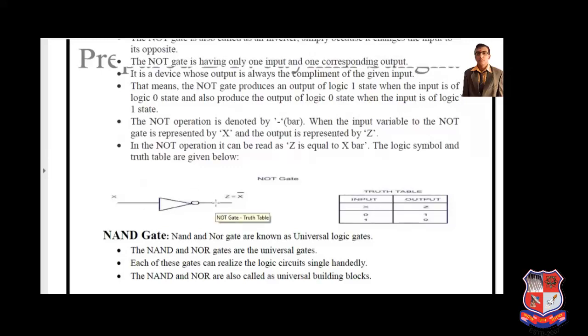Simply invert the function, nothing else. And what is the truth table of AND gate, OR gate, and NOT gate? Sorry, what is the equation of AND gate, OR gate, and NOT gate?